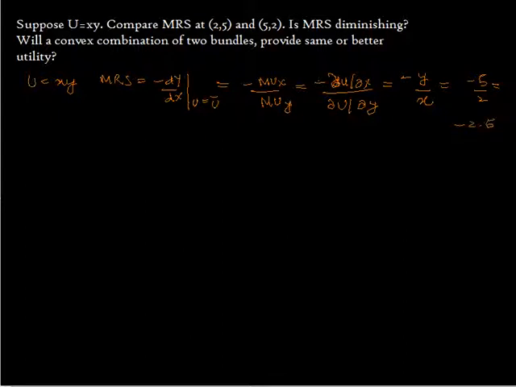Similarly, if you find the MRS at (5, 2), the entire thing remains the same until this point, and once you substitute y by x at (5, 2), you should get minus 2 by 5, which is nothing but minus 0.4. So this is falling from 2.5 to 0.4, and hence it proves that the MRS is actually diminishing.